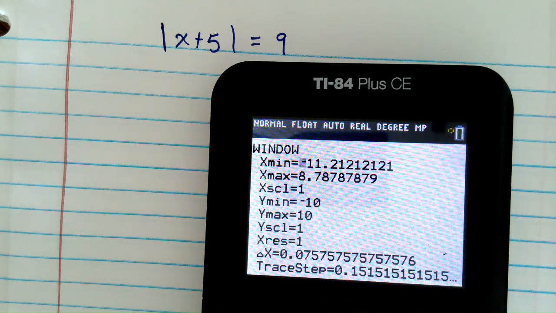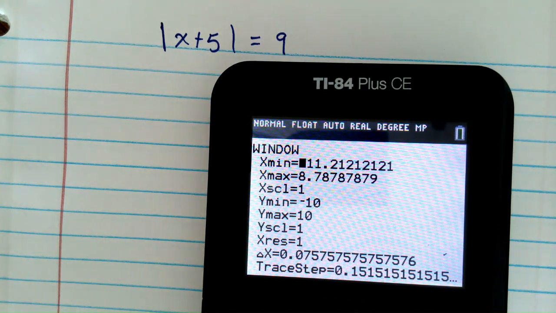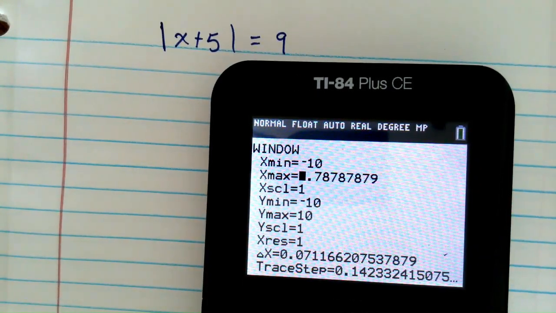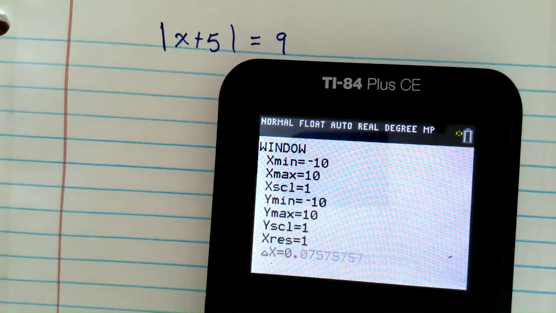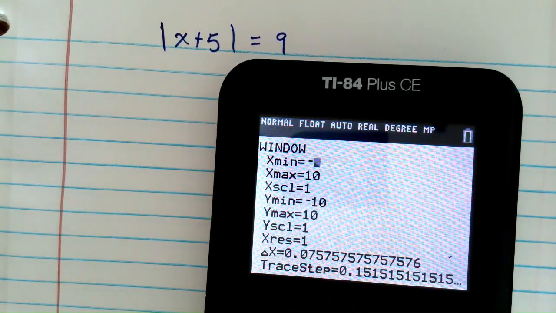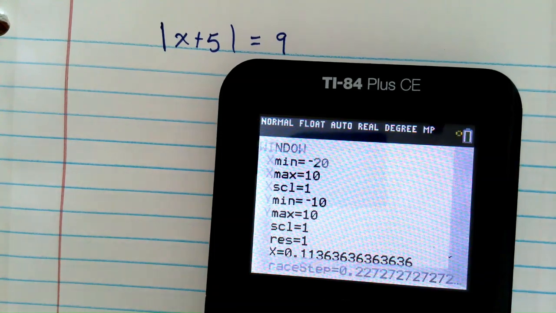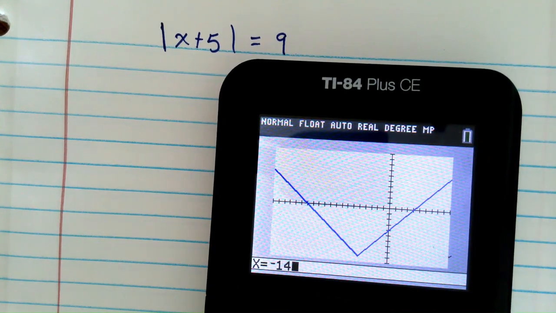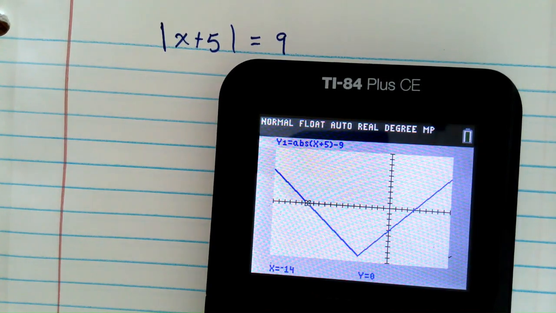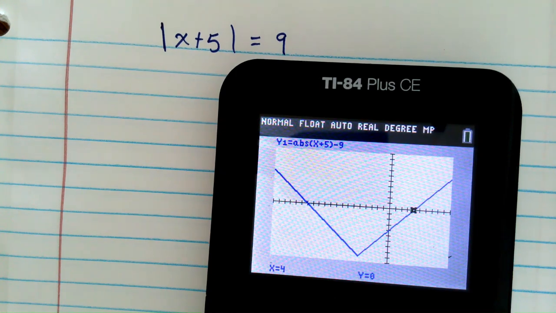So I need to go, when did my window become this? Normally I have it negative 10 to 10. Let's see. That didn't help any. So I'm going to change my window to go left 20. Okay. So, yeah. Now I'm definitely seeing it. That looks like negative 14. Let me double check. Yep, it is. And the other one looks to be at 4. So I am seeing my 2 answers.